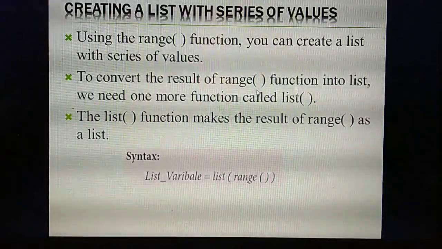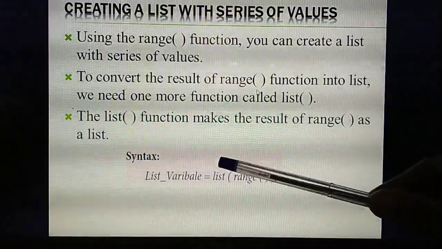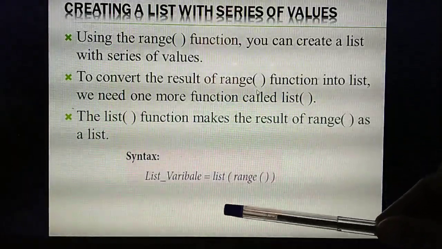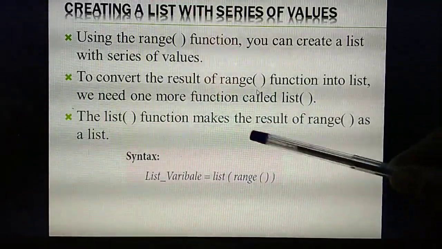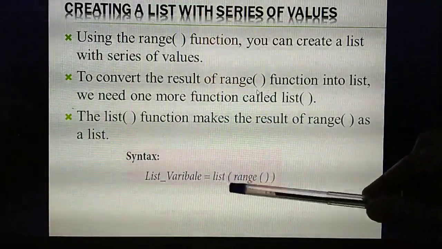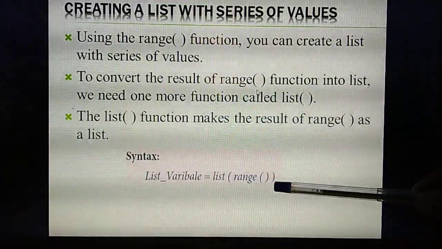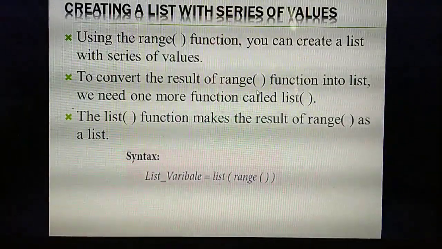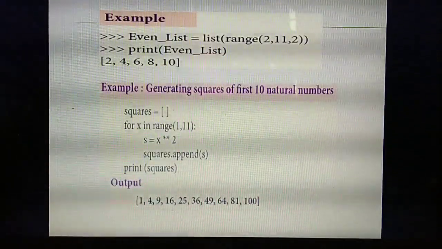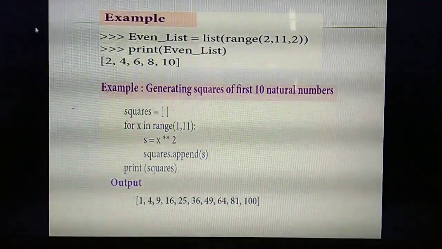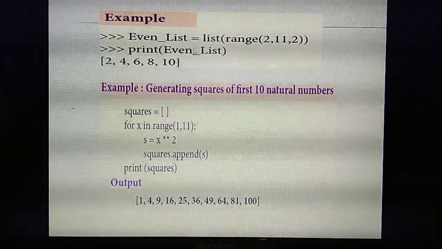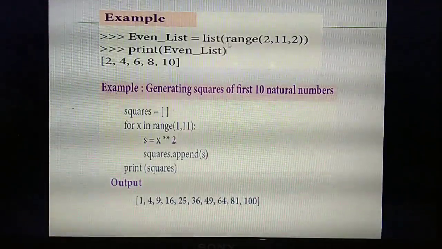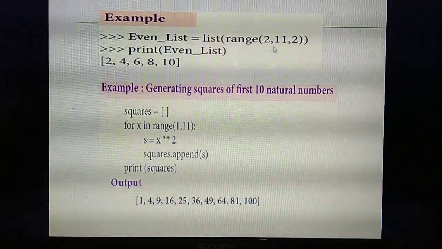So see the syntax. First you need to give the name of the list, or list variable. Then list, range of. Inside the list function you should give the range function. Understand? So see the example. First you need to give the name of the list. The name of the list I am giving is even list. So inside the list function I am giving the range function.